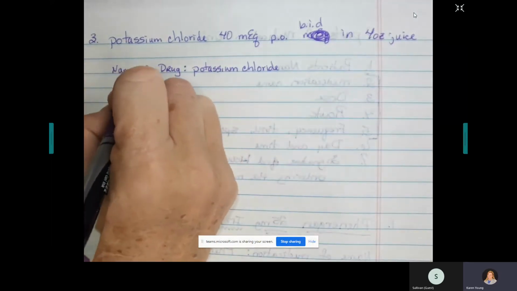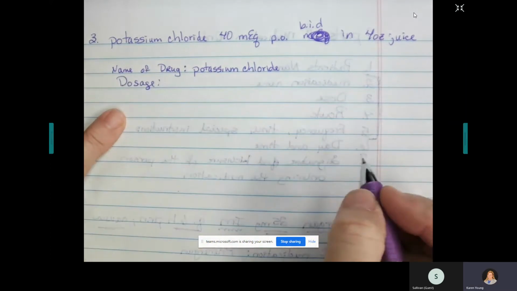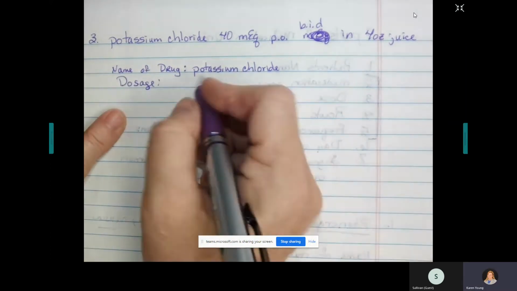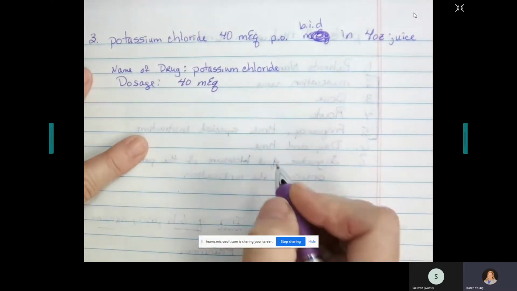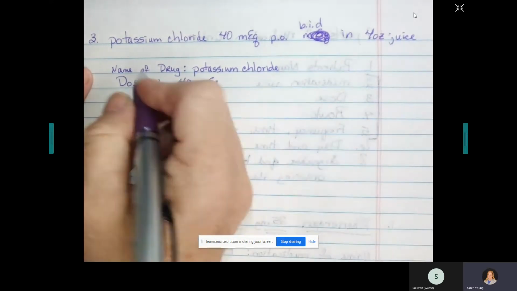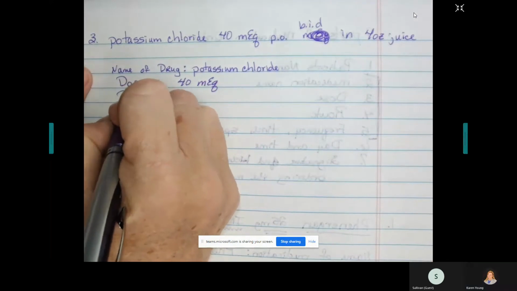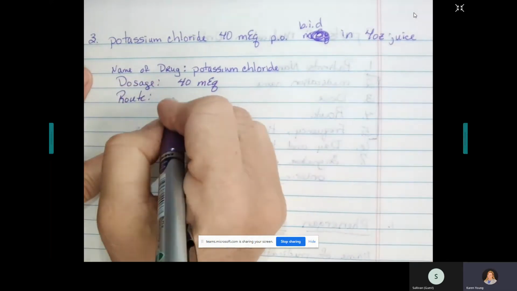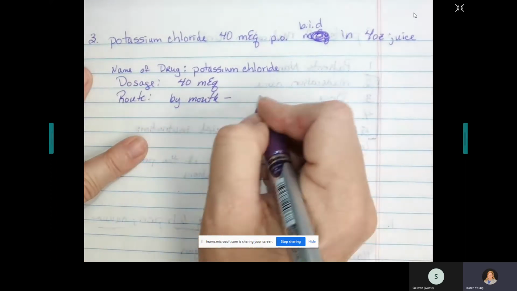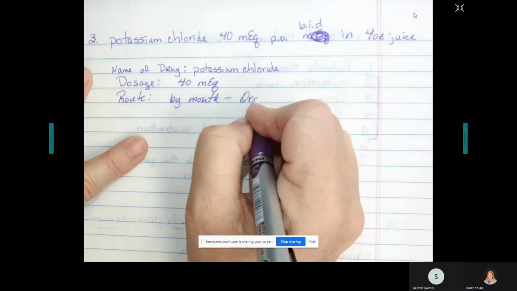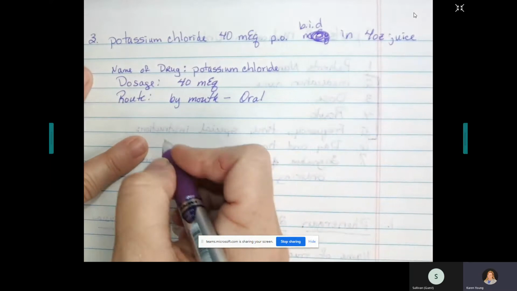All right, so the name of the drug. What is our dosage? 40 milliequivalents. And then our route, by mouth. We can also call that oral, orally, however you want to say that.